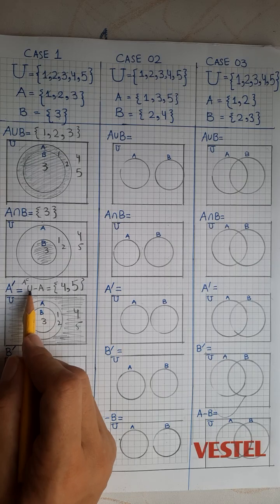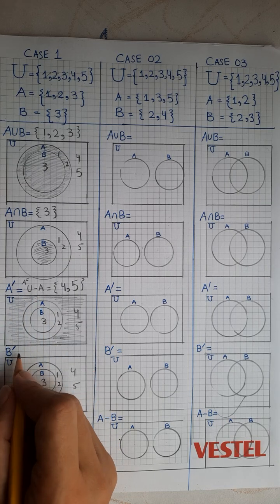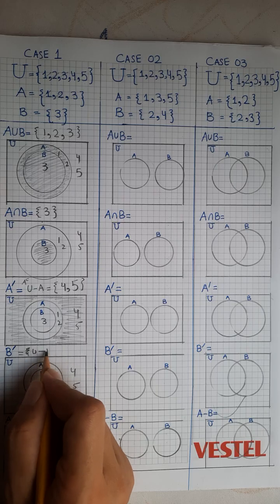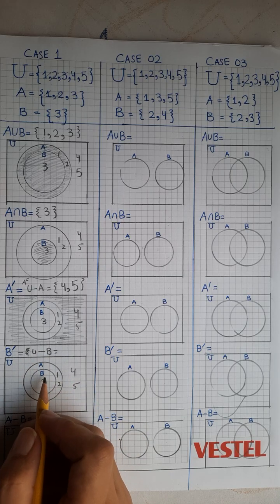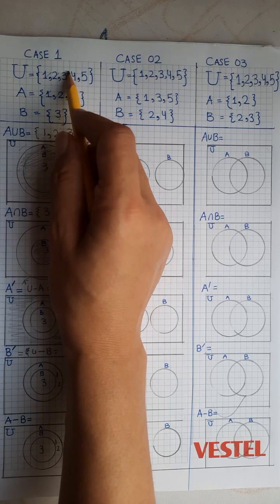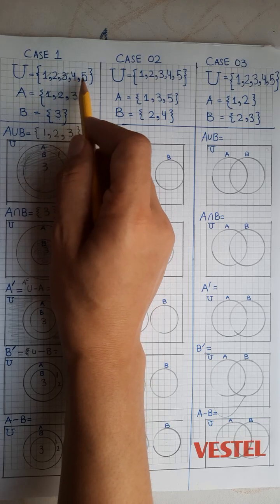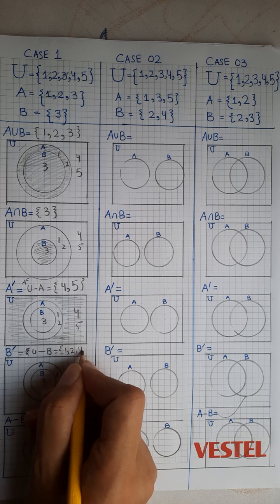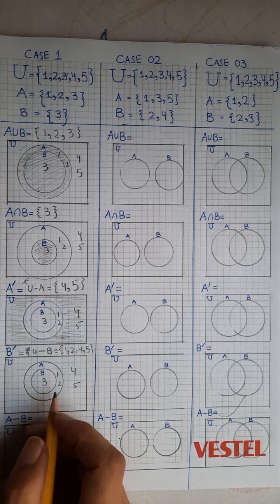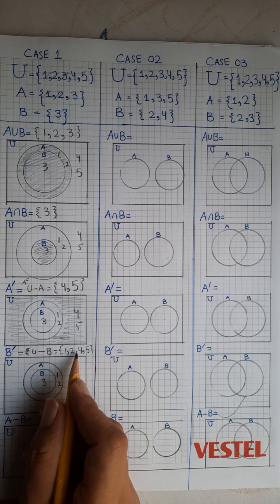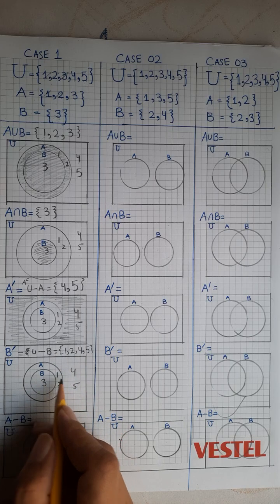Now, A complement meant U minus A. B complement will mean U minus B. That is, you have to subtract the elements of B from U. Now in this case it's only 3. That means 1, 2, 4, 5 will be the answer, right? Now that means you have to shade everything apart from 3. So 1, 2, 4, 5 appears here.